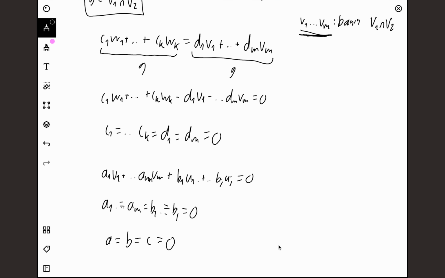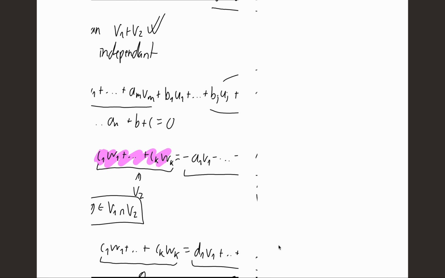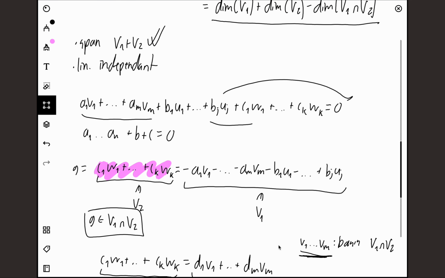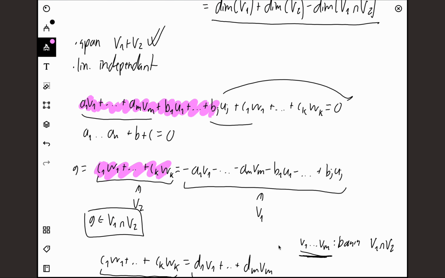So basically what we showed is that the only way the linear combination of all these vectors equals the 0 vector is if all the coefficients equal 0, which means they have to be linearly independent. So we showed that all these vectors span V1 and V2, and they're all linearly independent, so they indeed are a basis for V1 plus V2.